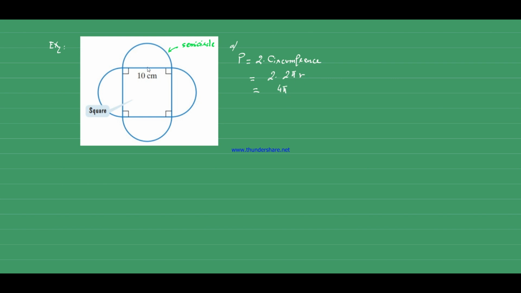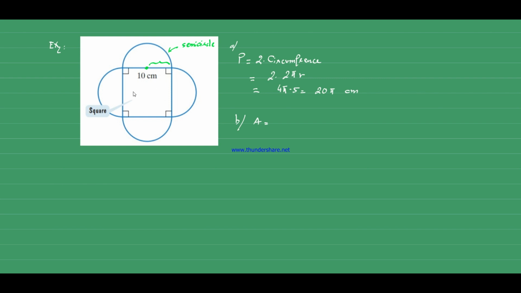What is r? R is from here to here. This is the center, so the radius will be, this is 10, so it will be 5. So the answer will be 20 pi. You don't need to convert pi to 3.14 multiplied by 20. Just leave it like this. So the circumference is 20 pi centimeters.